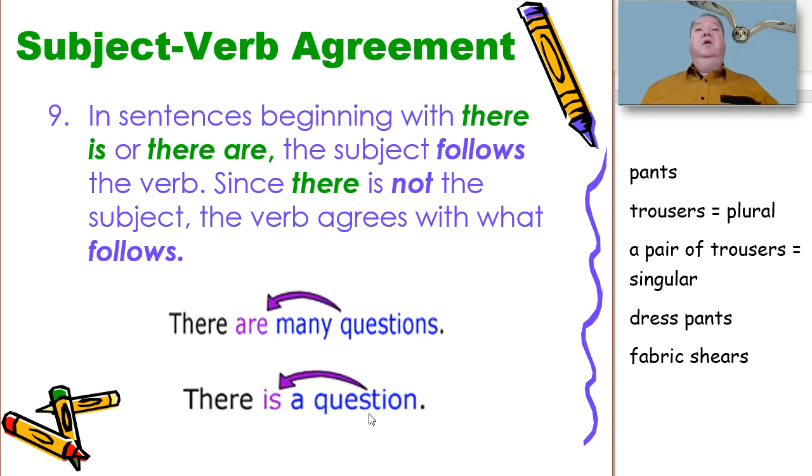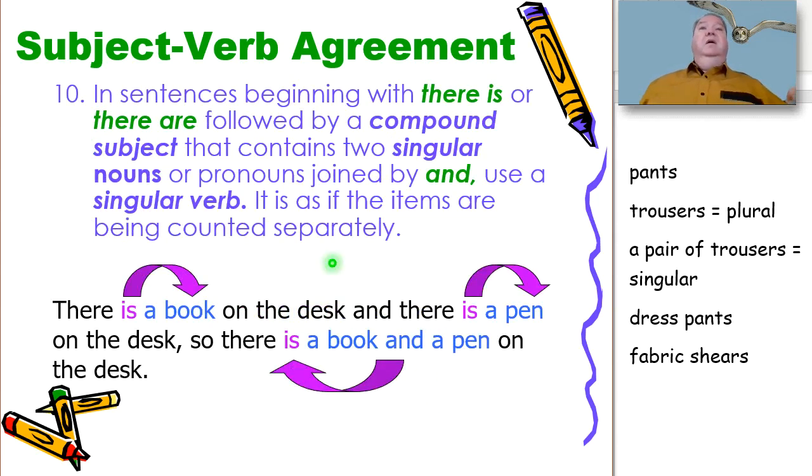There is a question. Question, singular, question is. So you have to think ahead, or look ahead to the end of the sentence, to do those correctly. In sentences beginning with there is or there are, followed by a compound subject, remember, compound, we put two things together. If the compound subject contains two singular nouns or pronouns joined by the word and, we use a singular verb. It's as if the items are being counted separately.